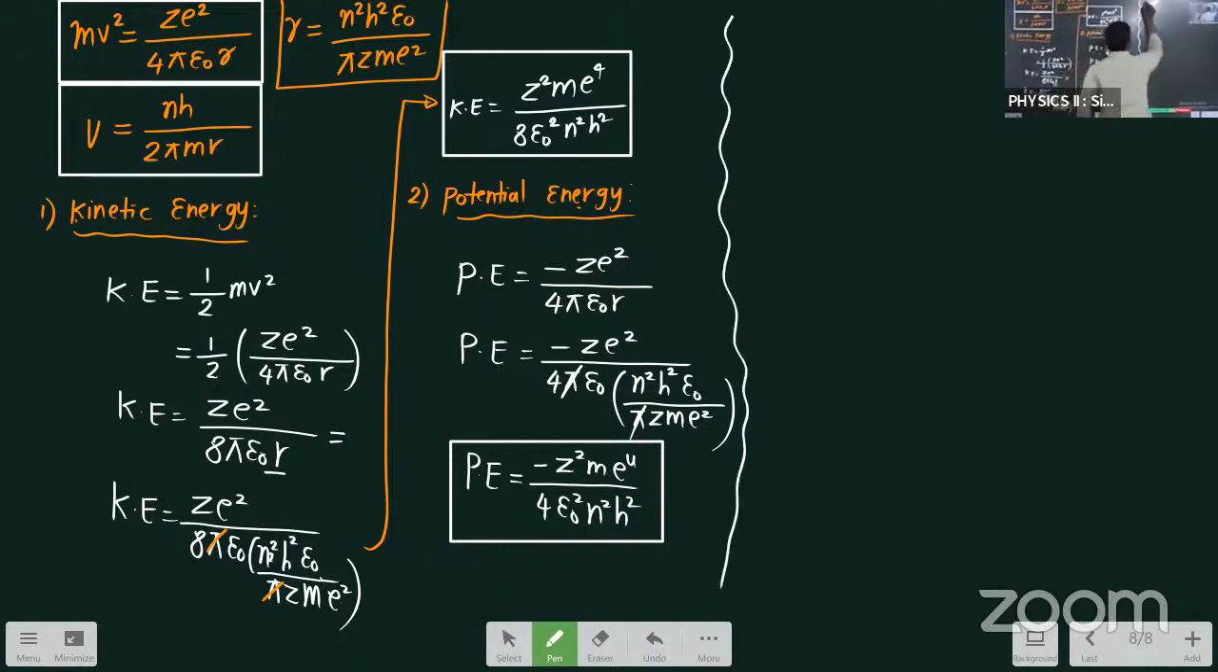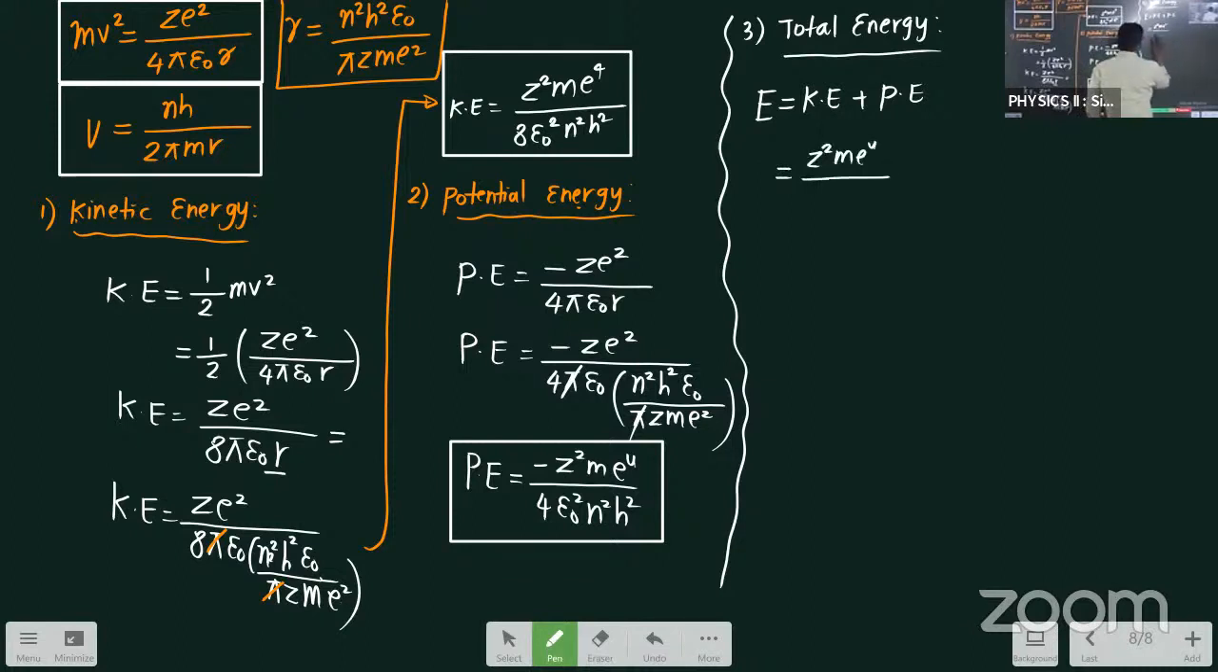Now the conclusion, the last step: total energy of an electron revolving around the nucleus in the hydrogen atom. What is the formula for total energy? Total energy is given as kinetic energy plus potential energy. The expression for kinetic energy we got is Z square m e power 4 divided by 8 epsilon naught square n square h square. And the expression for potential energy we got is minus Z square m e power 4 divided by 4 epsilon naught square n square h square.